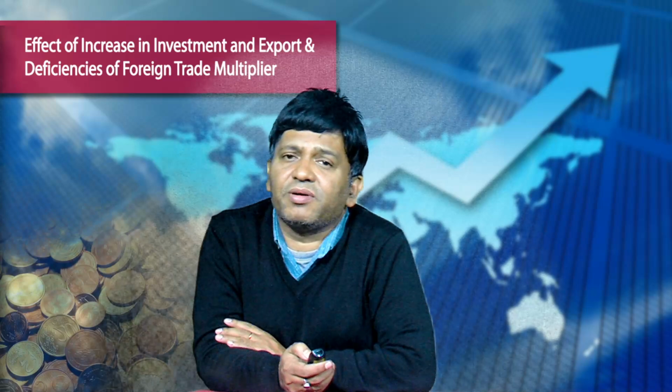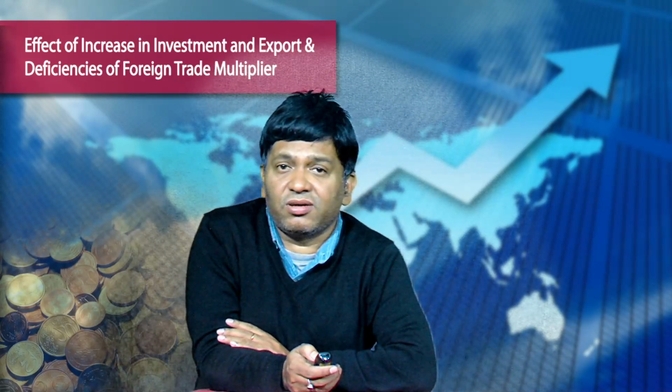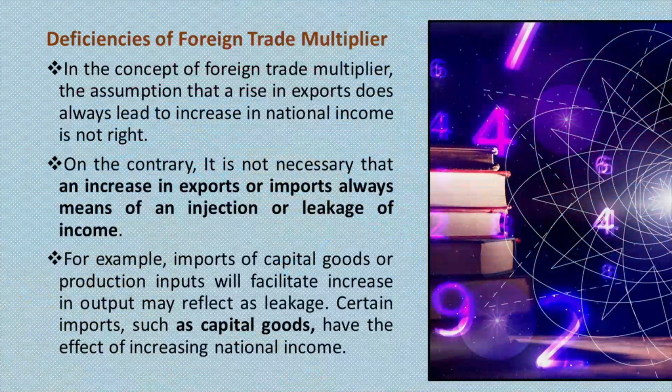So when we discuss the deficiencies of the foreign trade multiplier as a concept, we need to look at these assumptions, and let us discuss a few of these. The first is that we always assume a rise in export always leads to an increase in national income, but that is not necessarily true. We live in a very complex world, and a rise in export may also lead to a rise in import, and they may also cancel out many times.